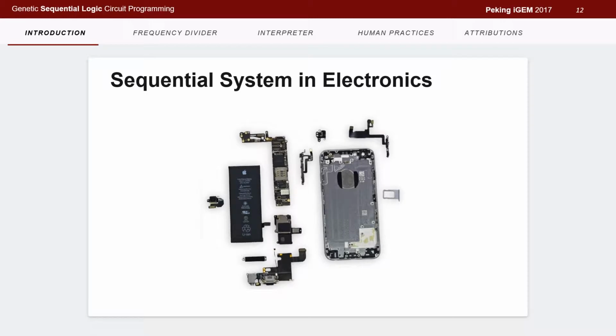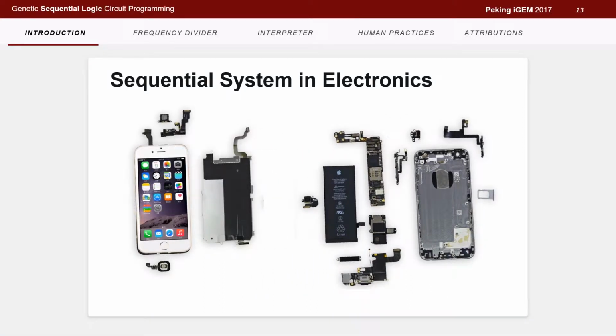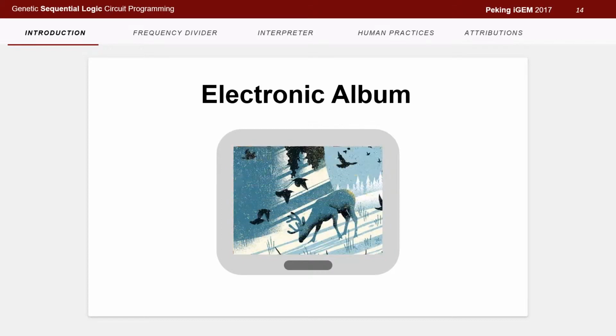A sequential system is made up of several basic components. No matter how complex it is, an electronic sequential system is made up of several basic components. Using design procedures, they can be assembled into complicated systems such as cell phones and computers. In order to know how it works, let's see a simple example of a digital album. The pictures will periodically and automatically display in order.